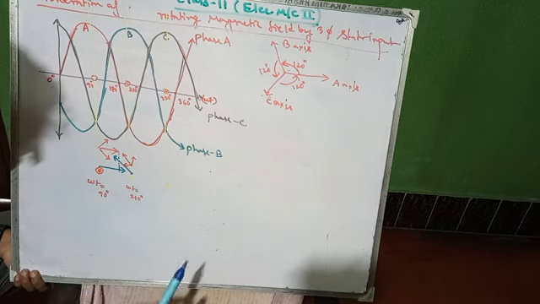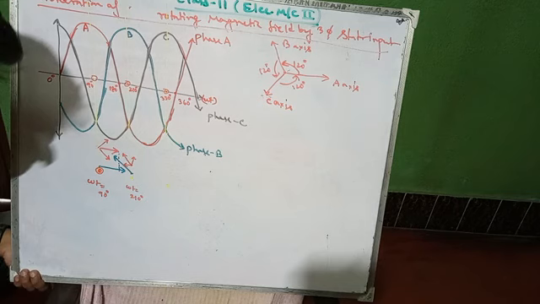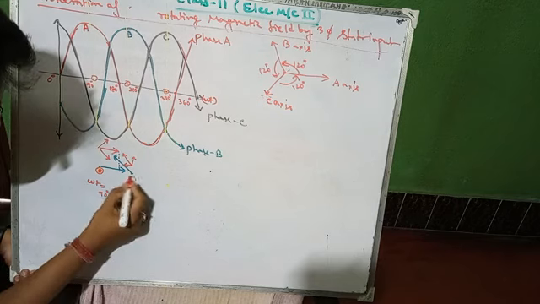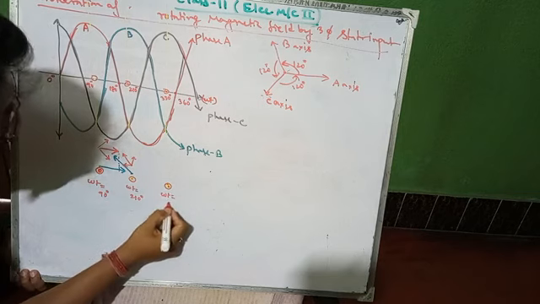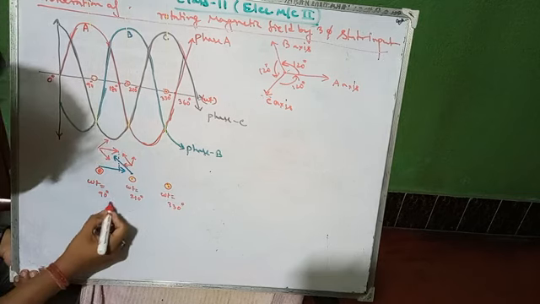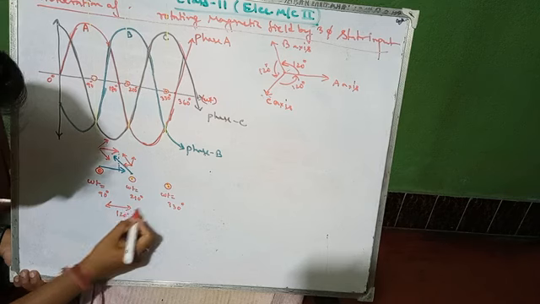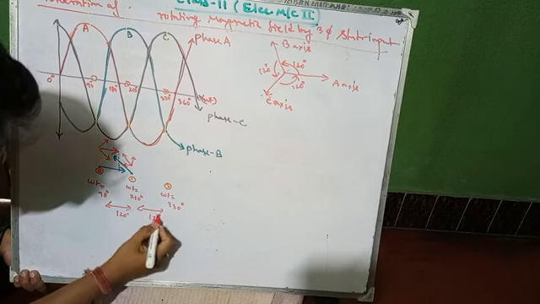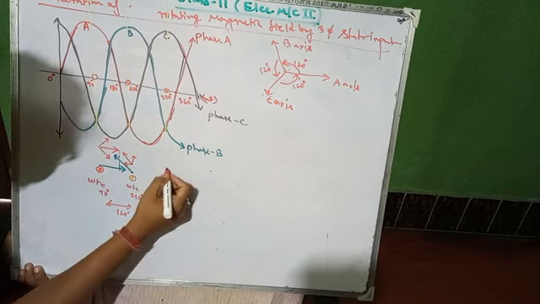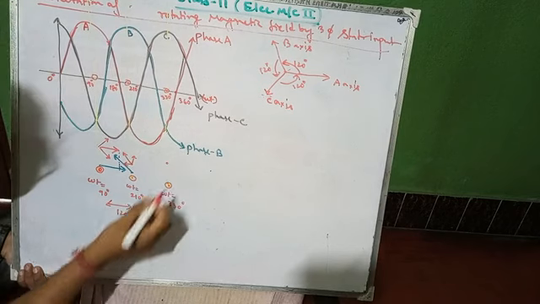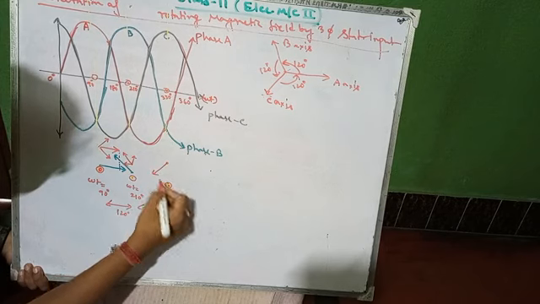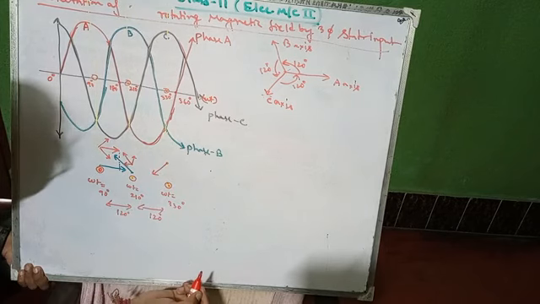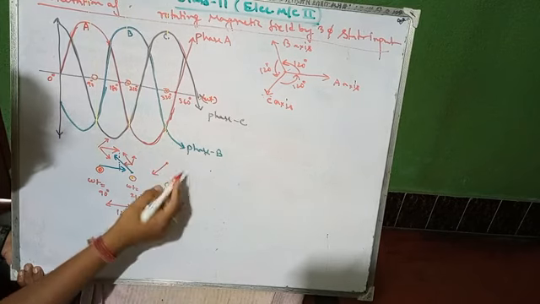Now omega t equals 330 degree. Every duration between these three instants is 120 degrees. At this situation, C will be maximum, and B and A are negative half.